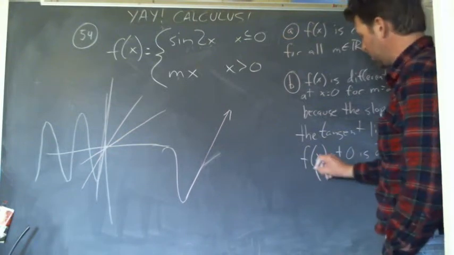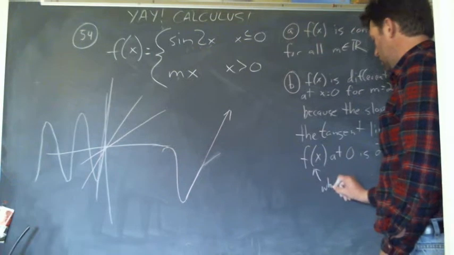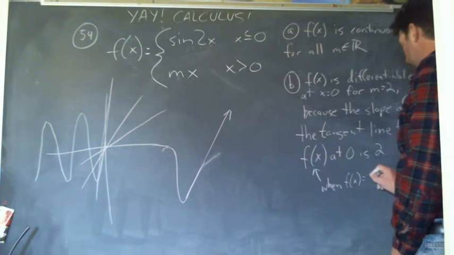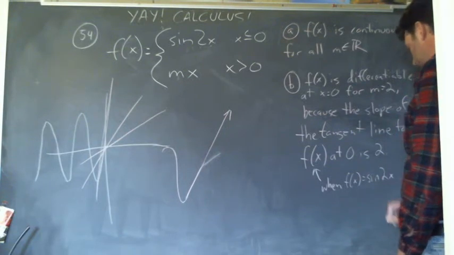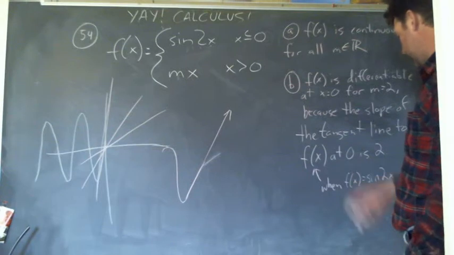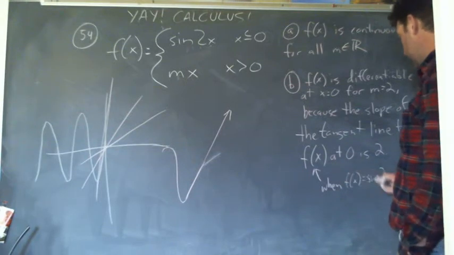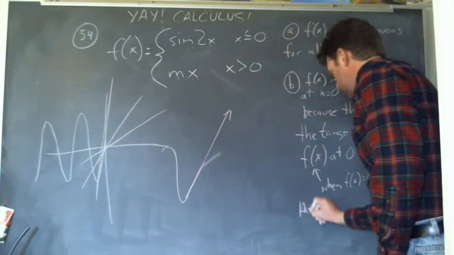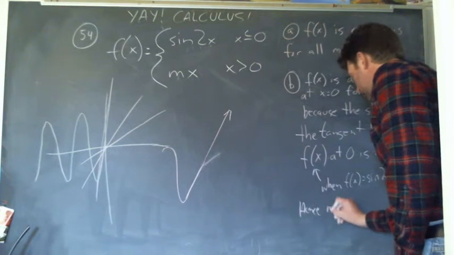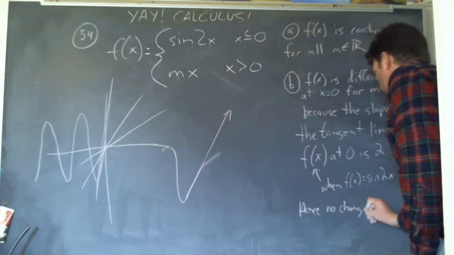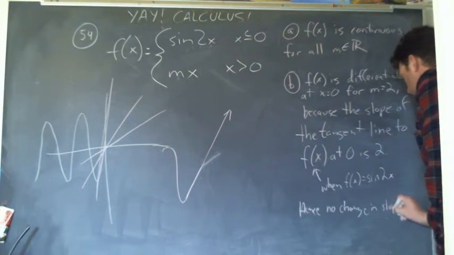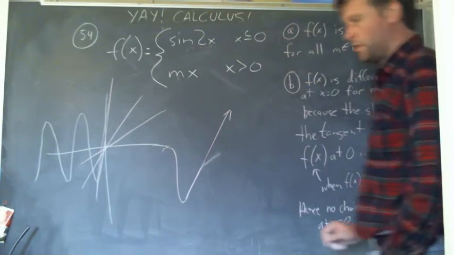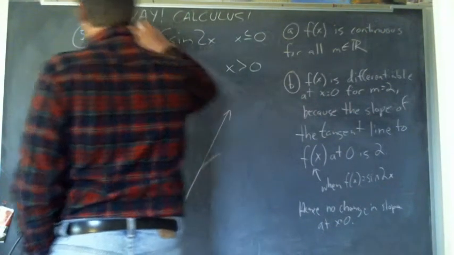I obviously should qualify this. When f of x equals sine of 2x, yeah, I should have written that inside there, but that's all right. The tangent line to f of x equals sine 2x at 0 has slope 2. Hence, no change in slope at x equals 0 would imply no corners, cusps, that sort of thing.